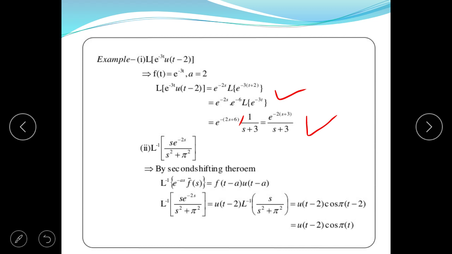Similarly, take the Laplace inverse of the function s e to the power minus 2s divided by s square plus pi square. So by the second shifting theorem, we know that e to the power minus 2s means t minus 2. The function is t minus 2, and s upon s square plus a square is equal to cos at. So directly we can write, using the second shifting theorem, that the function is u(t minus 2) cos pi t.